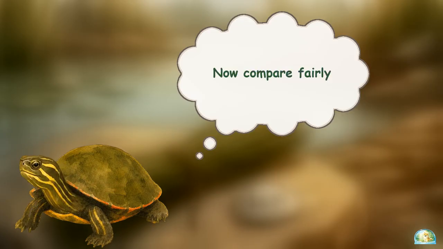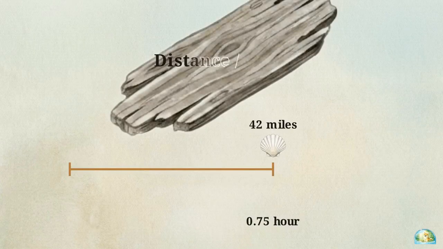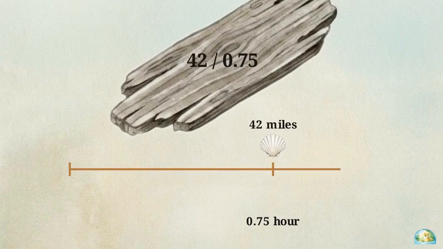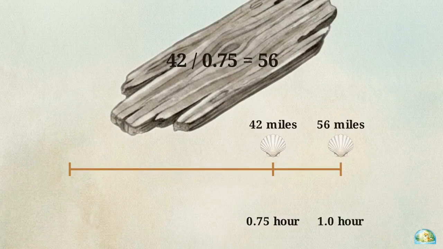For constant speed, a cyclist travels 42 miles in 0.75 hours. To find miles per hour, divide distance by time. We divide 42 by 0.75. Dividing by a decimal less than 1 yields a larger quotient, scaling up to a full hour, giving 56.